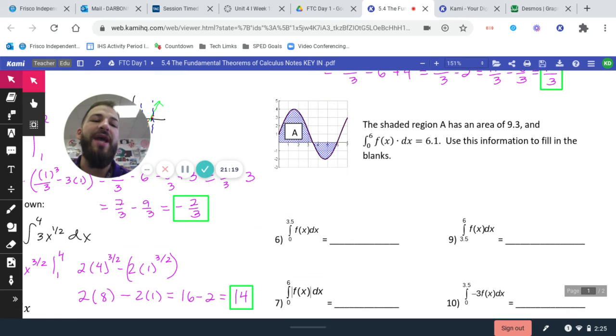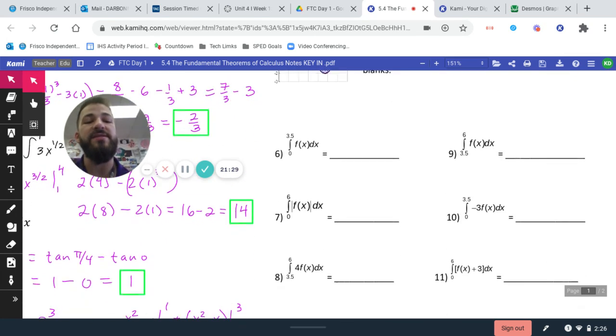Okay, very last thing we're going to talk about, and actually we've done it before. Okay, the shaded region A has an area of 9.3. And the integral from 0 to 6 of f of x dx is equal to 6.1. We're going to use this information to fill in the blanks. So 6 through 11 are actually the same integral property questions we've done a bit before. But now we do actually know how to evaluate if we're integrating the function. So we can actually make some things a little bit easier.